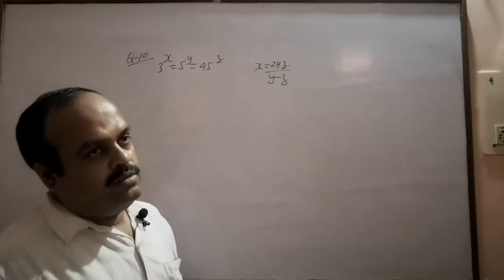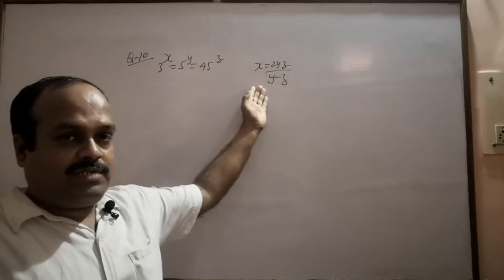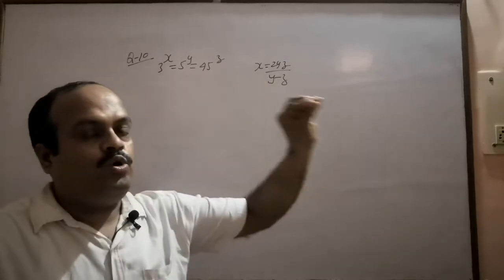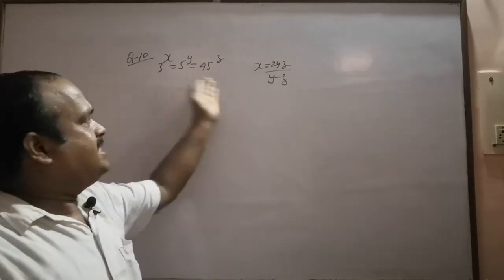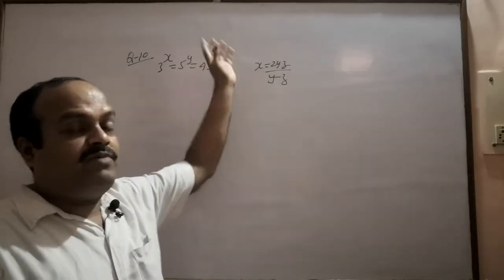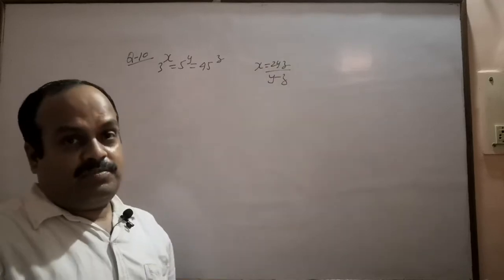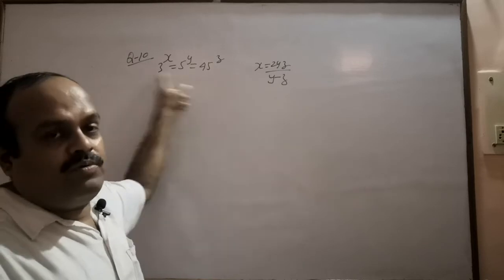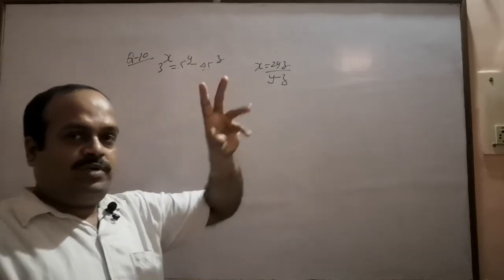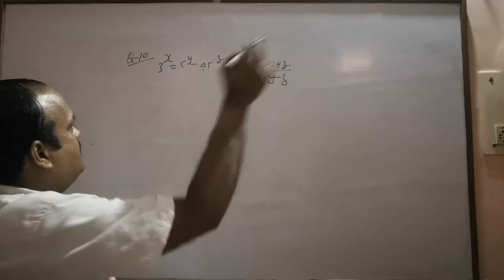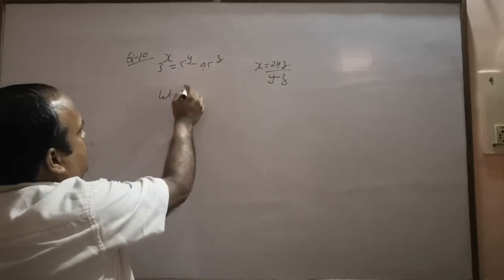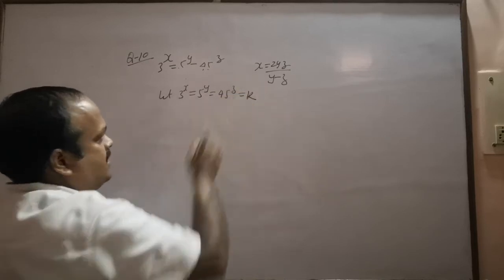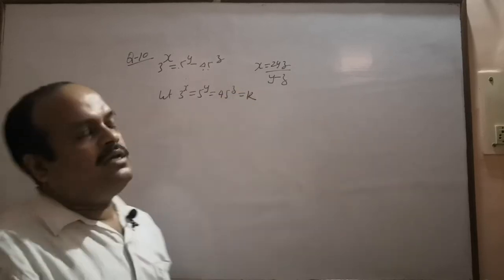Let's do it. We have an exponential statement, but what we want to prove has no exponential terms. It means somehow we have to remove the bases. How do we remove them? Please look and learn. Let 3 to the power x equals 5 to the power y equals 45 to the power z equals k. Let this be k.